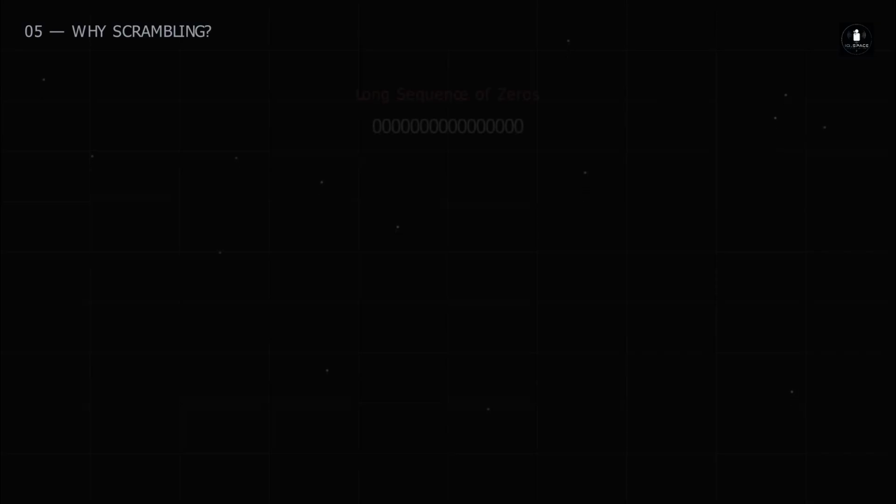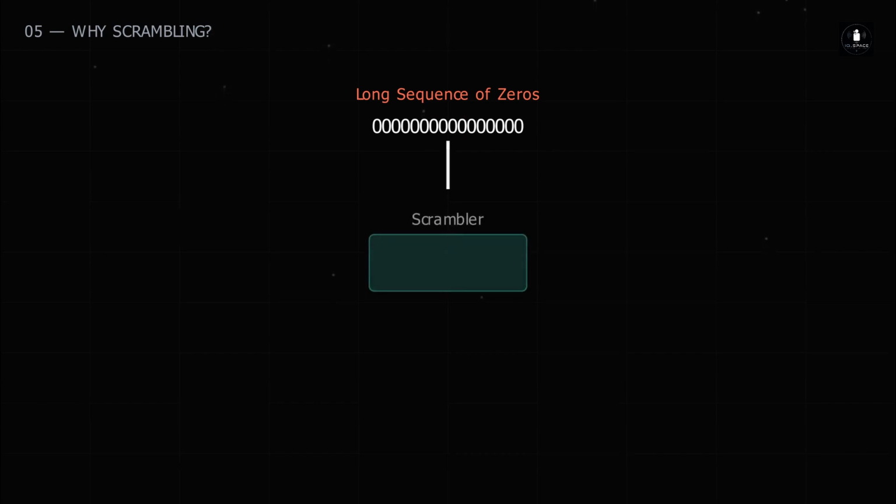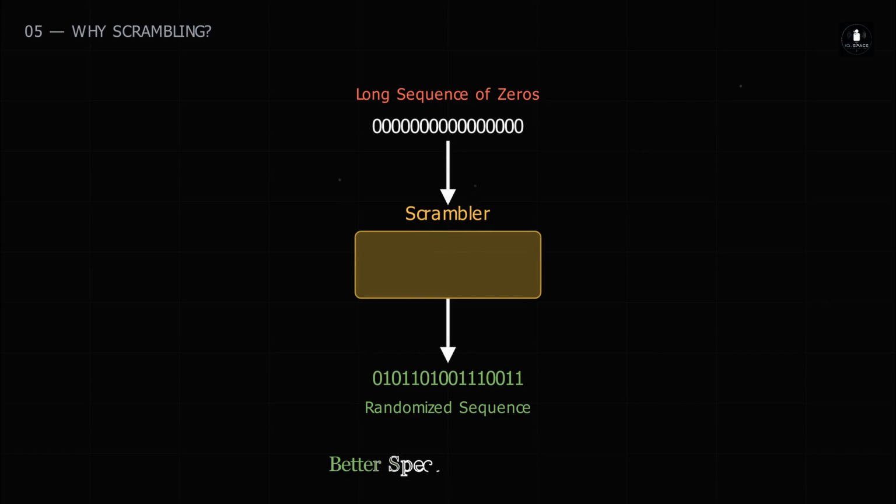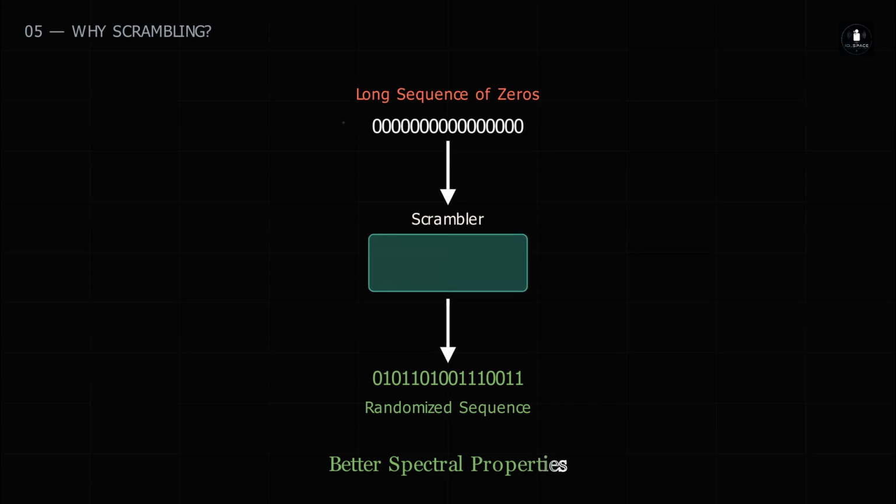Even after rate matching, the bit stream may still contain long runs of zeros or ones. And these predictable patterns are undesirable for radio transmission. The scrambler combines the data with a pseudo-random sequence, making the transmitted bits appear random. The information remains exactly the same. But the transmitted sequence now has much better statistical properties. The result has better spectral properties for radio transmission.